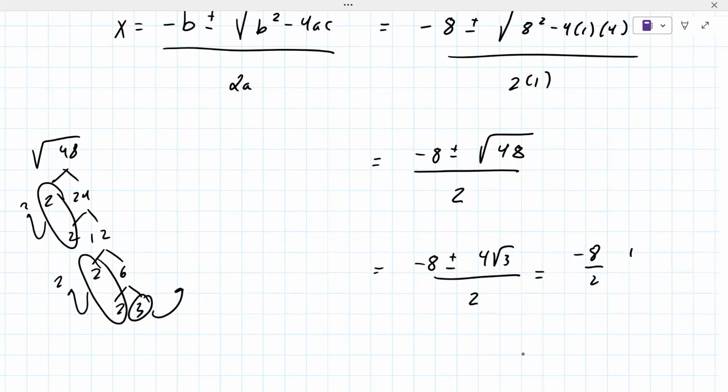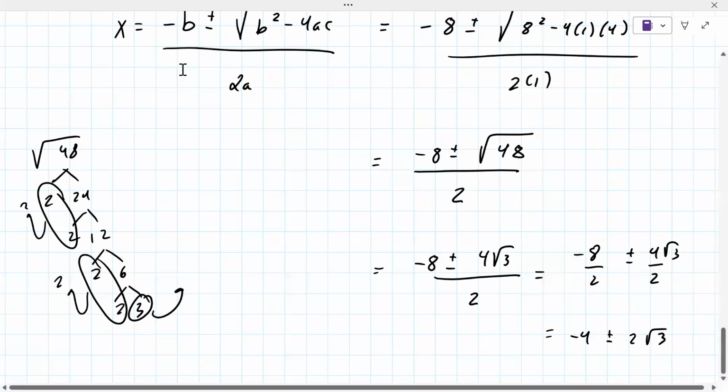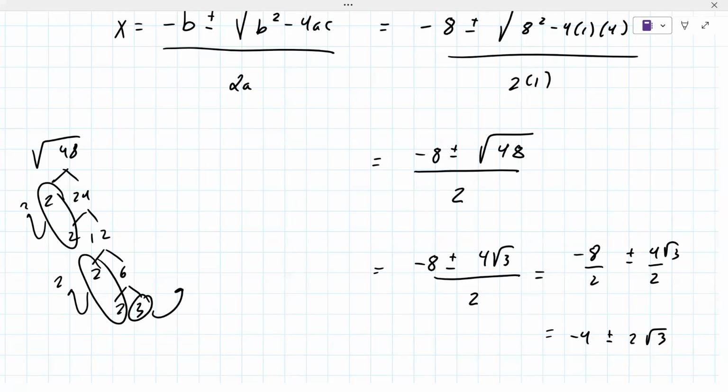And then you divide each of these by 2. So it becomes negative 4 plus or minus 2 square root of 3. I know I went through that quickly, but we've got a lot to do. So just get that down and we'll keep moving through this as best we can.